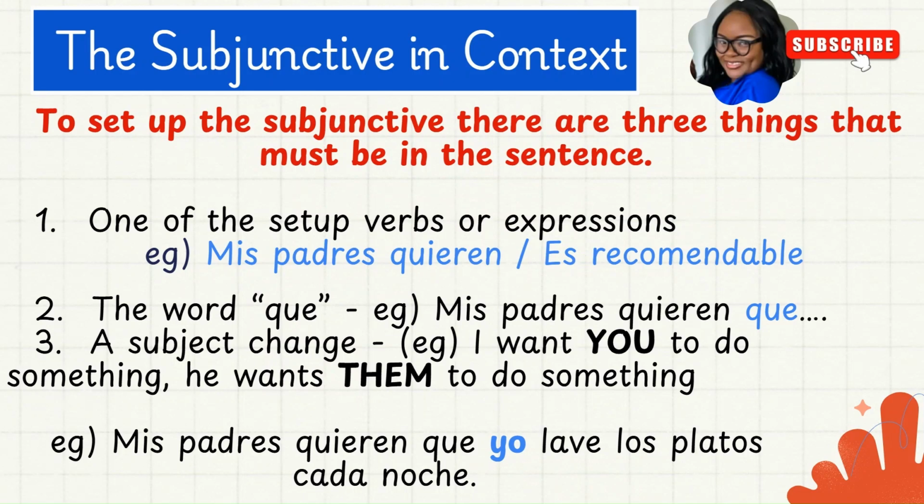Therefore, if we're using any of the setup verbs and we're talking about the same subject, for example, my parents want to go to Italy next month, or I want to wash the dishes, there is no subject change. And so it's not a subjunctive sentence, it is just the present tense. In that case, it will just be followed by the infinitive. So this is very, very major. There must be a subject change. I want you to do something. They want us to do something. He wants them to do something. So therefore, the subject change must exist. Let's look at what that would look like.